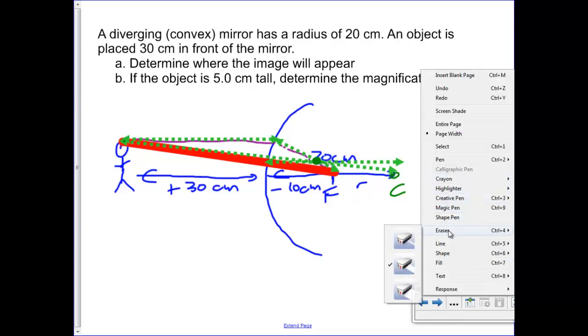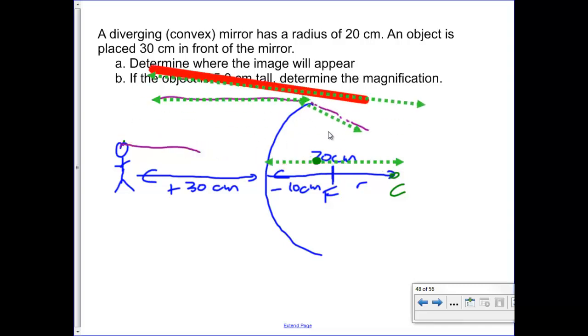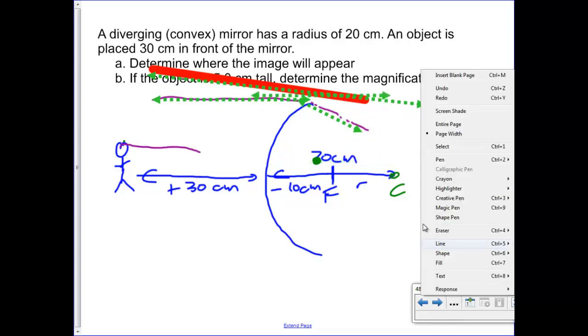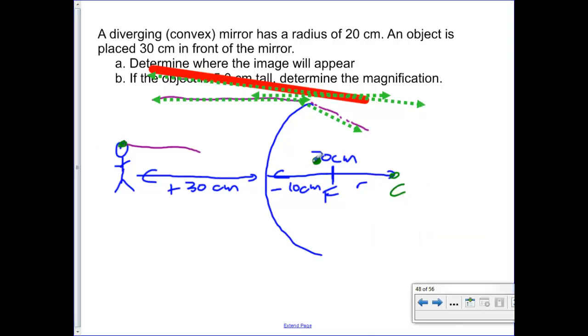So if I then erase all of this because it is getting a little crazy. Might have to finish this tomorrow. Just move some of these out of the way. Let me move all these out of the way. If this was my head right here, I'm going to appear to be in the mirror right there. That makes sense? So I'm going to appear to be smaller.